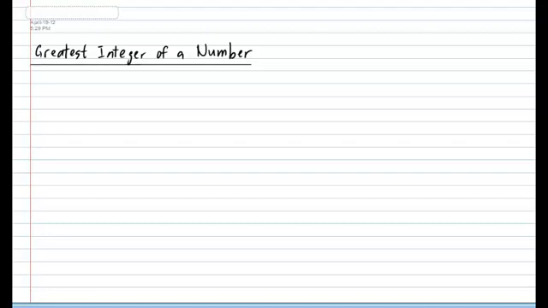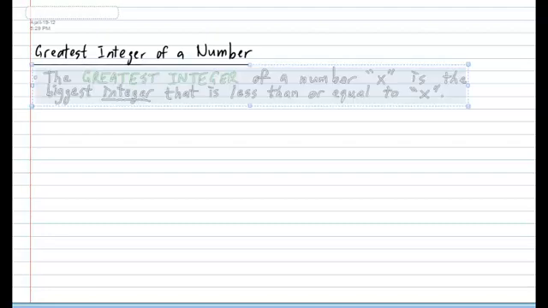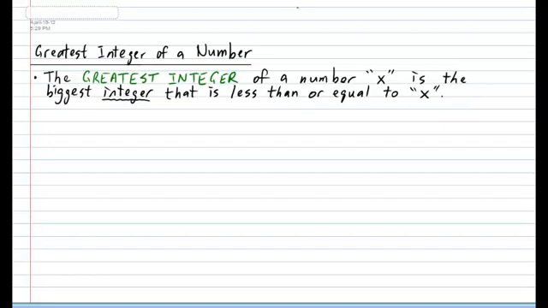The greatest integer of any number is the following definition. The greatest integer of any number, let's say x, is the biggest integer. Don't forget what an integer is. It means whole numbers only. That is less than or equal to x.